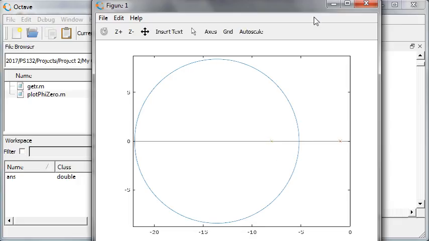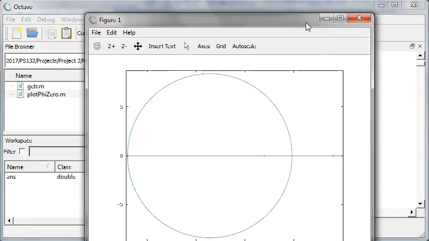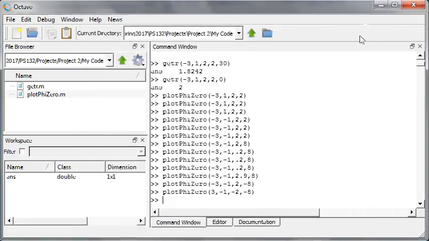Alright, I think that's enough for coding it up. Seem to have it working. Got to put some titles on the graph and do some documentation. We'll save that for the next video. So I'm going to call this a wrap for project 2, video number 2.